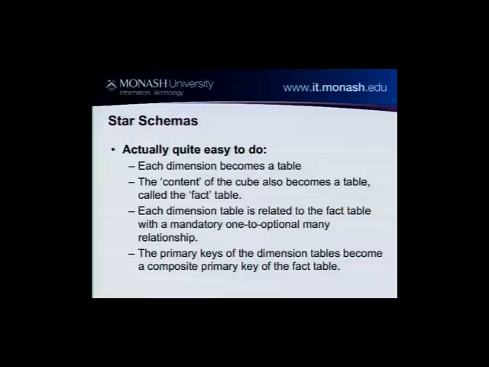So each dimension becomes a table. The content of the cube also becomes a table called a fact table. And each dimension table is related to the fact table with a one-to-many relationship, mandatory one to optional many. So where our centered fact table was sales, and we had a product table, a city table, and a time table, perhaps a year table, it might be easier to visualise. Each sale must be for one product, must be in one city and in one year. But each year may have many sales. Each product may have many sales. So it's one mandatory to optional many.